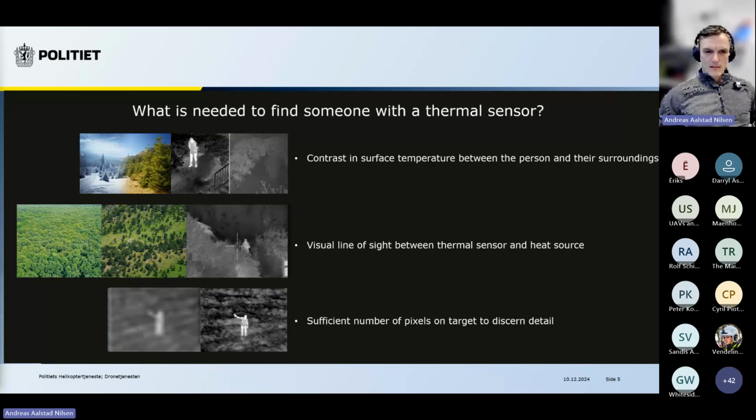And thirdly, given that the thermal sensor has a finite resolution, there must be a sufficient number of pixels on the target to recognize the heat source as relevant. And here we see challenges with sensor resolutions and flight altitudes, and we need to balance efficiency and precision. On one side, we want to fly high in order to get as much view of the ground as possible, to see as much as possible. But then again, we don't want to fly so high that all the details are impossible to discern.